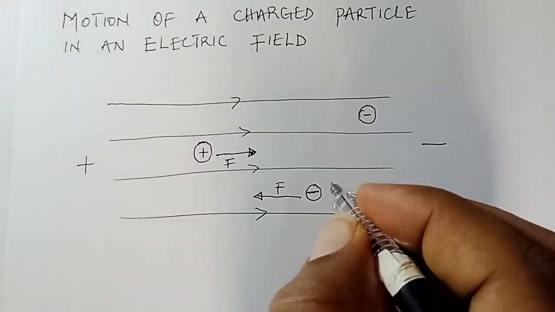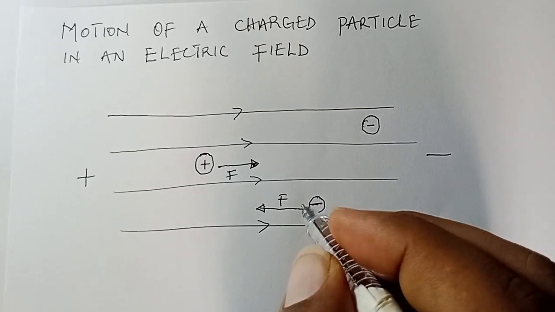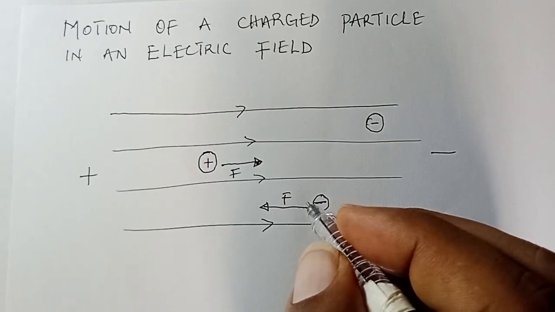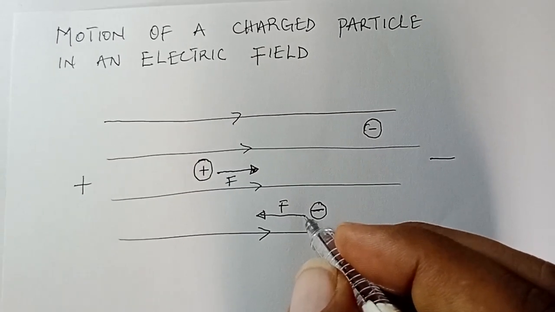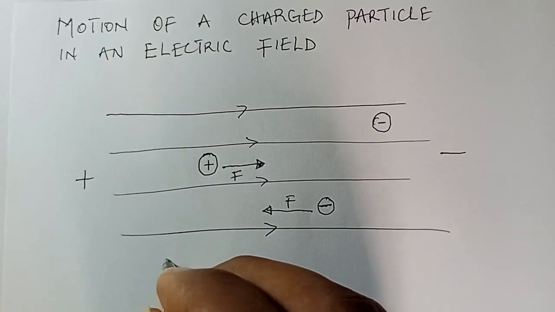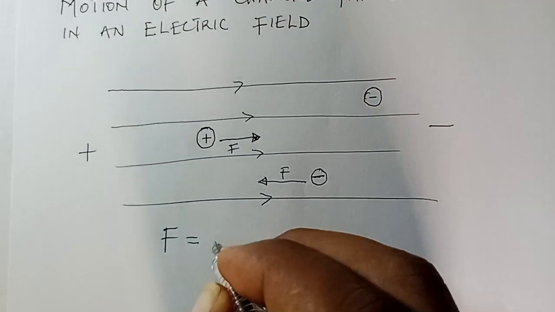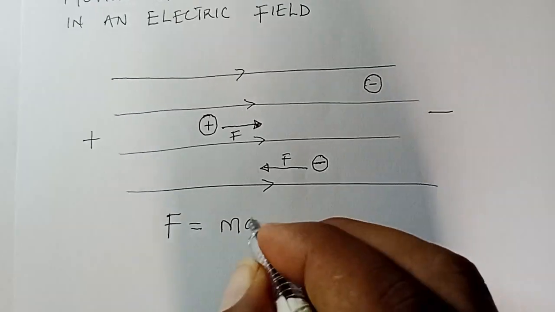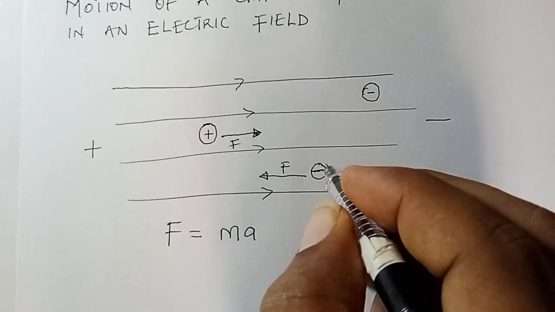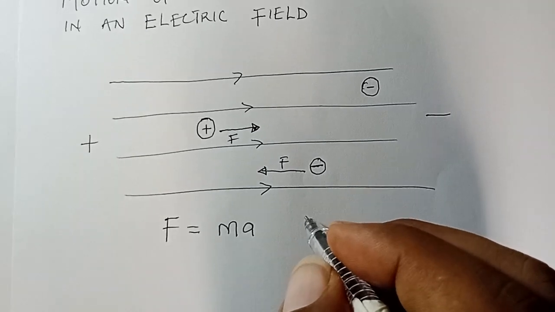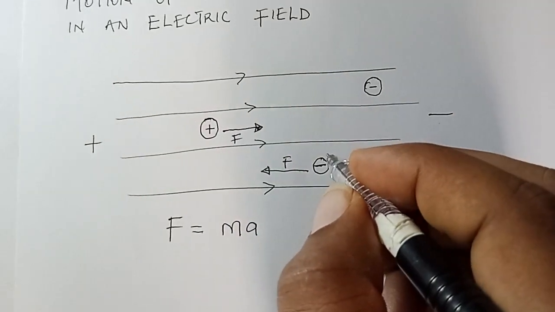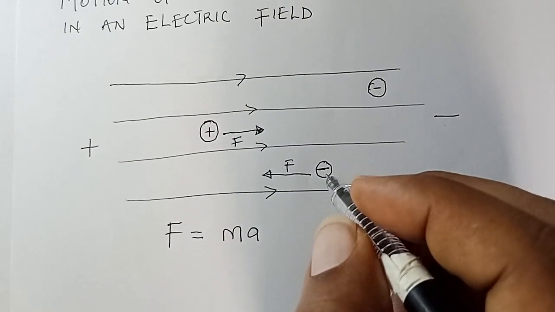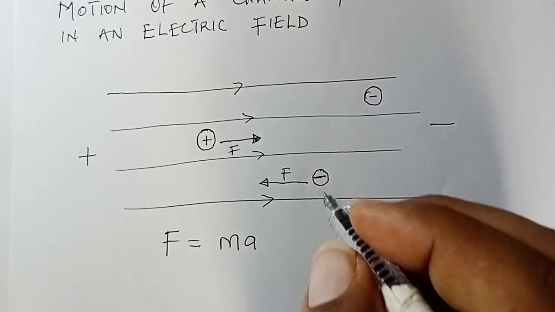So the force creates motion. It creates this tendency for this charge to move. And we know that force is equal to mass times acceleration. So this acceleration tells us the motion of this charge in this electric field. So when a charge is placed in an electric field, it feels a tendency to move.